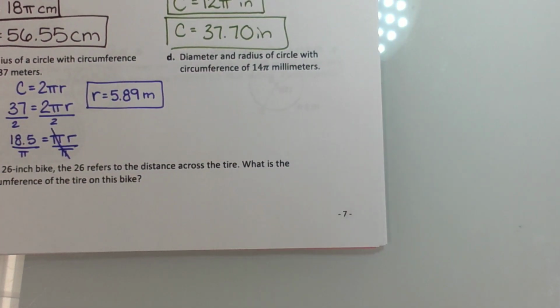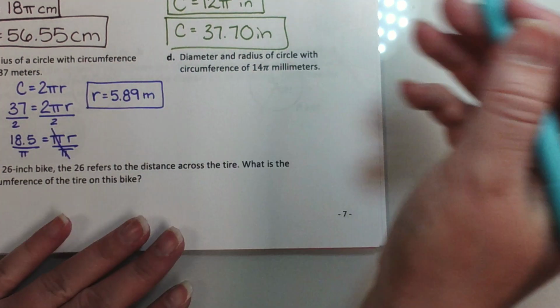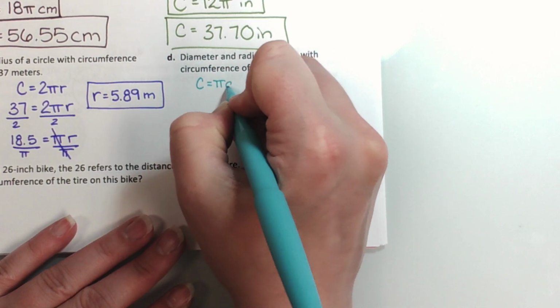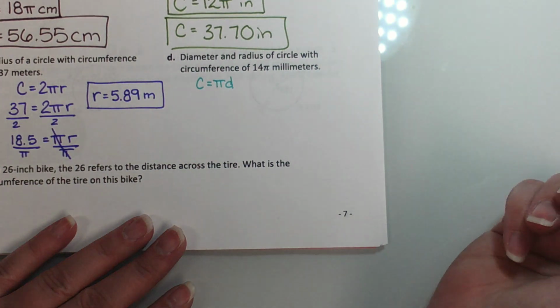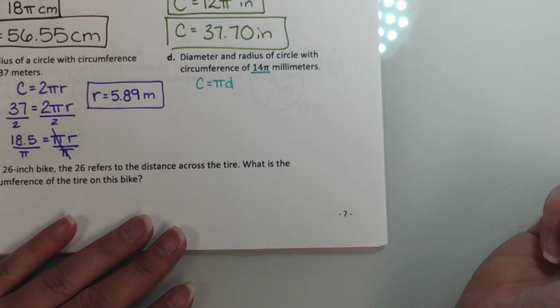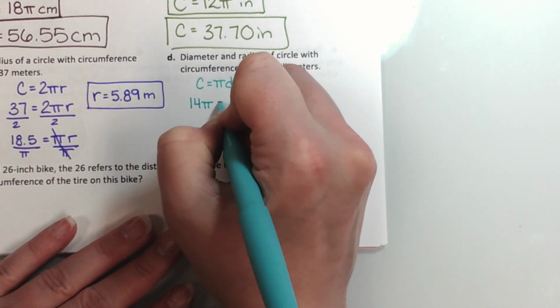What am I looking for on D? We're looking for the diameter and radius. Which one makes more sense to find first? The diameter. I would go with the diameter. Does it make that big of a difference? No. So, circumference equals pi times diameter. The circumference I was given, not 14, it's 14 pi. Keep an eye on that. That's what the standardized tests tend to do.